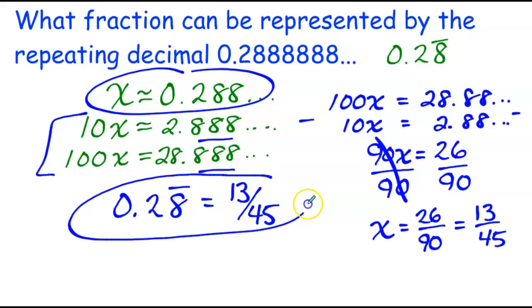It's good to practice this with a lot of different numbers, and you can double check on a calculator, do 13 divided by 45, and make sure it really does equal 0.2888 repeating.